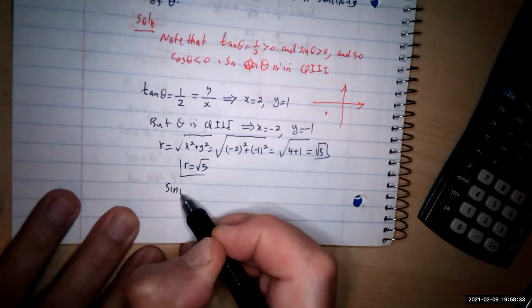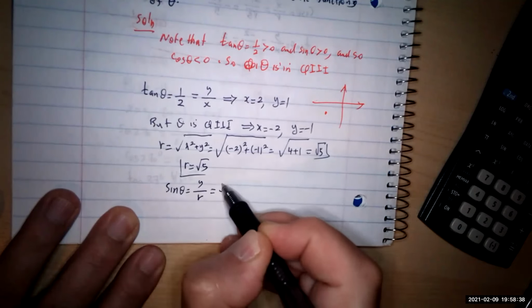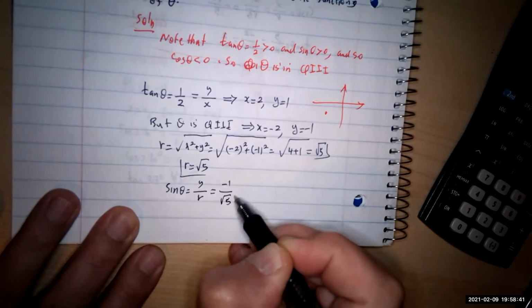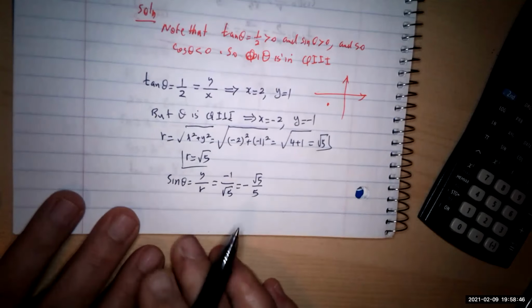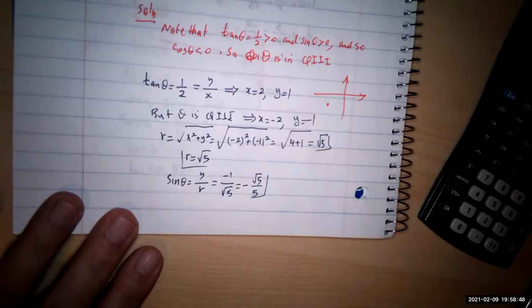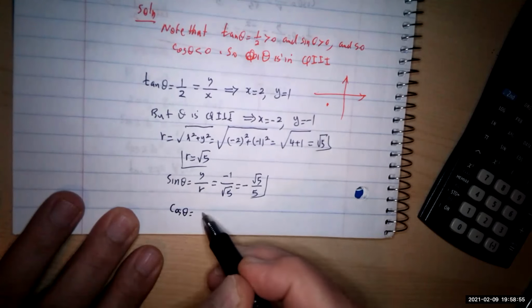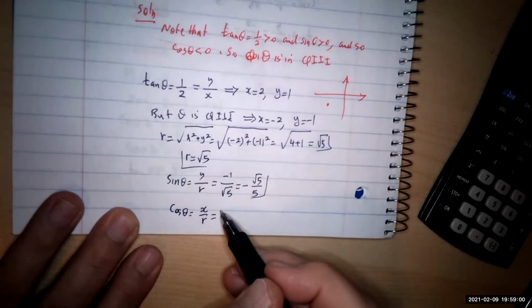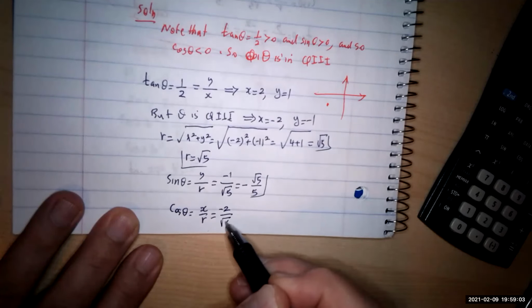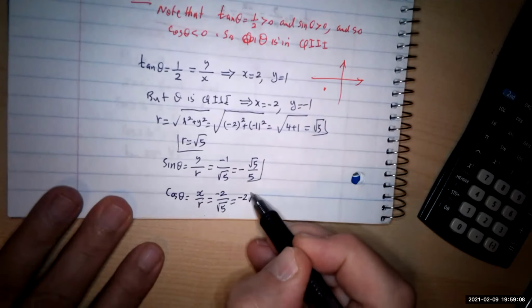The sine is y over r. Y is negative 1 over radical 5, so it's going to be negative radical 5 over 5. Okay, that's the sine. Question? Cosine is x over r. What is the x? Negative 2 over radical 5. You multiply by radical 5, negative 2 radical 5 over 5.